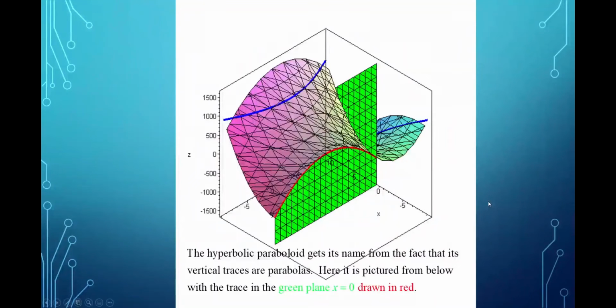Well, actually, before we look at that, the hyperbolic paraboloid gets its paraboloid name also from vertical cross sections, and they're called traces. Here we're looking at the hyperbolic paraboloid from down below, and looking at, in green, the plane x equal to 0. Again, the picture's tilted, and it's making an intersection with the hyperbolic paraboloid along this red curve here, which is a portion of a parabola.